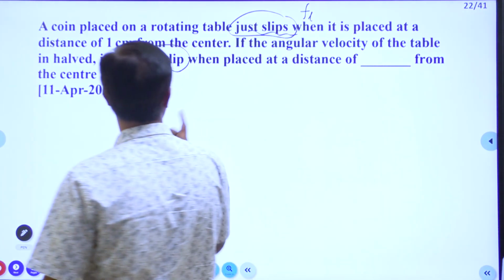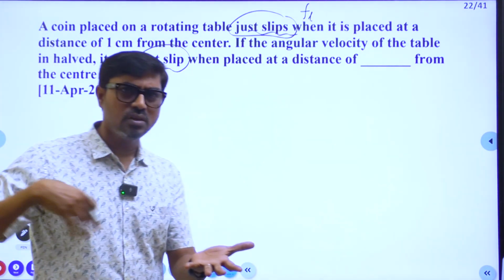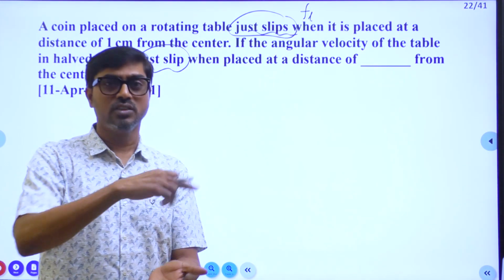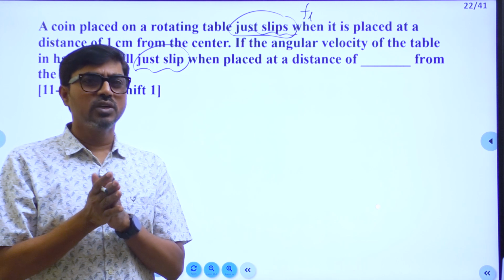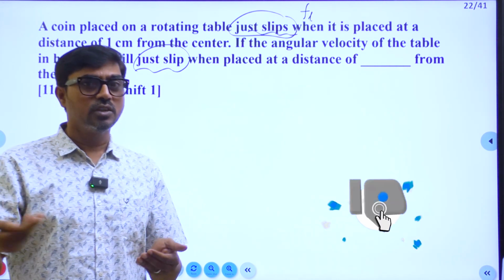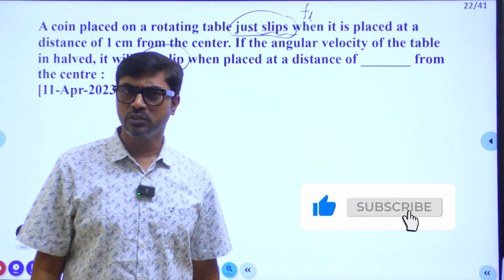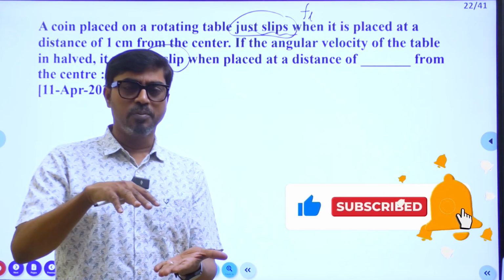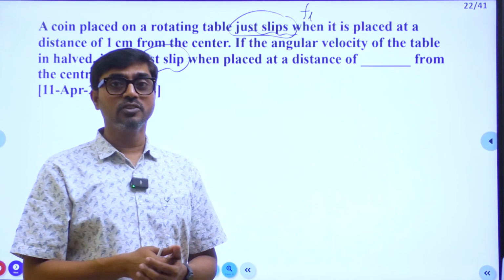First of all, what is the motion of the coin here? You have a rotating table. When you place a coin there, it will go in a circular path, in a horizontal circle. So whenever you require circular motion, there must be a centripetal force acting. Without centripetal force, circular motion is not possible. And because it is in the horizontal plane, the centripetal force has to be horizontal only.